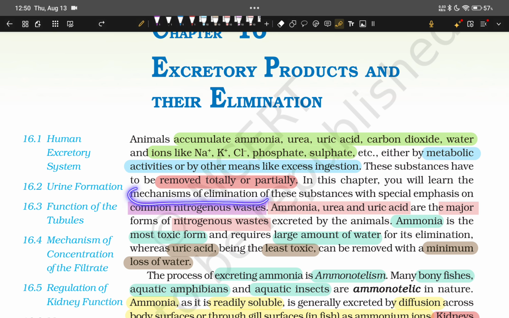For that we need a mechanism of elimination, and that is what we are going to study in this chapter, with special emphasis on common nitrogenous wastes, which are ammonia, urea, and uric acid. These are the major nitrogenous wastes excreted out by the bodies of animals. Ammonia is the most toxic form and requires a large amount of water for its elimination, whereas uric acid is the least toxic form of nitrogenous waste and requires a minimum amount of water for its removal, which means it can be removed with minimum loss of water.